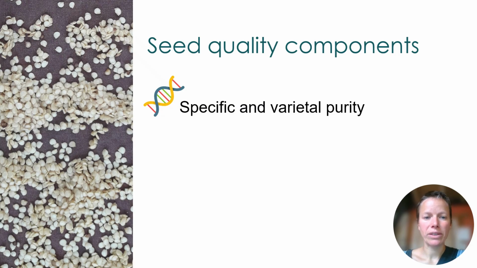It refers to the fact that when you buy or get a packet or bag of seeds, you need to know what's inside. Specific purity means it contains the crop species indicated and not other species, for example, weed seeds. Varietal purity means that the seeds in the packet correspond to the right cultivar. If you bought the tomato cultivar Red and Tasty, for example, you don't want it to be mixed up with another cultivar. This also applies to population varieties or organic heterogeneous material, even if they are not so-called pure varieties.